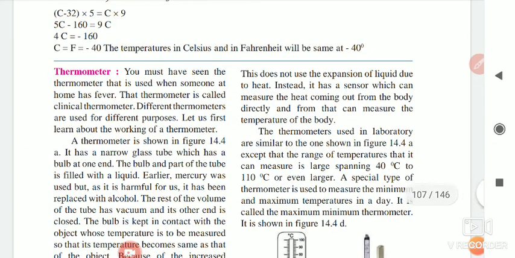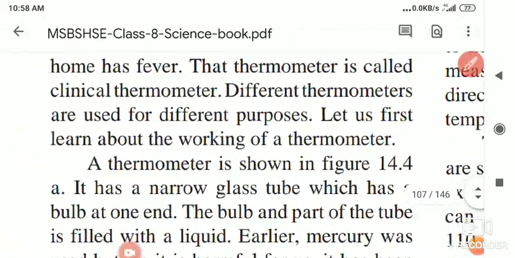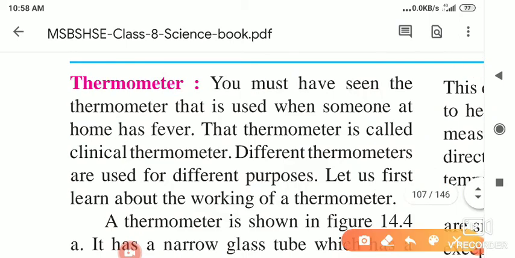We have to understand how is the construction of a thermometer. So first of all, what is the thermometer? We will understand. You must have seen the thermometer. Yes, we are seeing the thermometer, because when we have a temperature, we visit the doctor and the doctor is checking our temperature, and he is using the scientific instrument, and that instrument is the thermometer. That is used when someone at home has a fever.